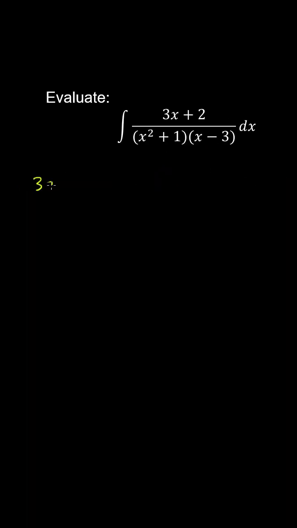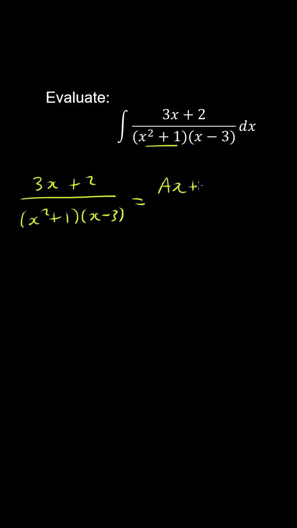Let's evaluate this integral. So we have the degree of the polynomial in the numerator is smaller than the degree of the polynomial in the denominator. And what we have first is an irreducible quadratic. So we write Ax plus B over x squared plus 1. And we have a distinct linear factor, so we can write C on x minus 3 as our partial fraction.